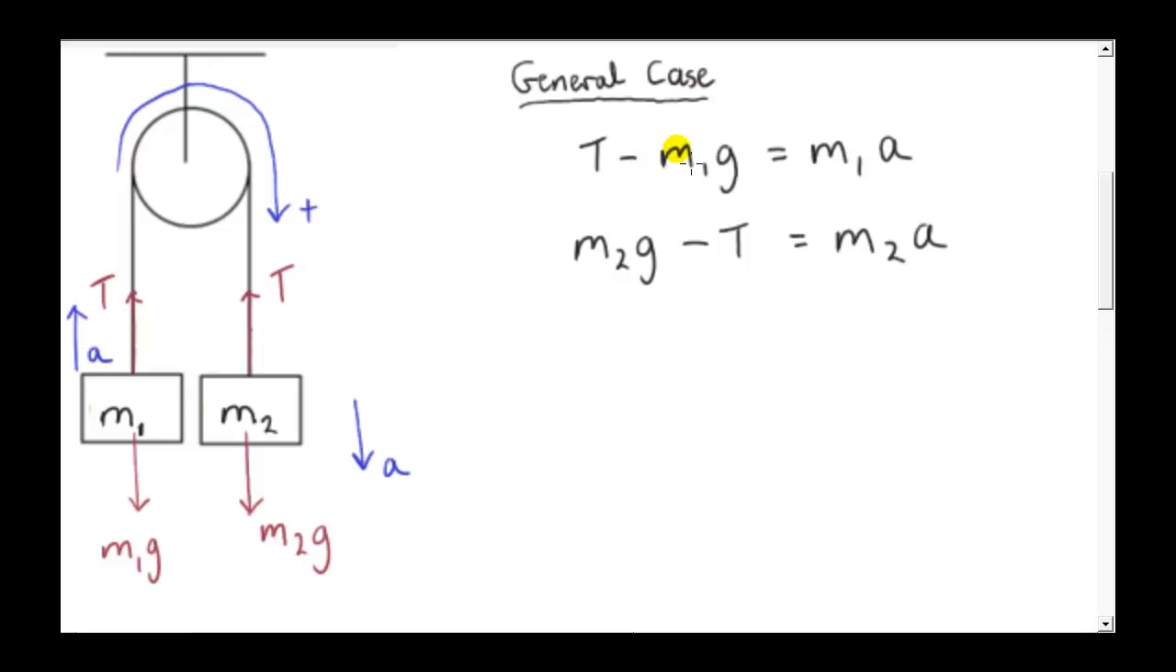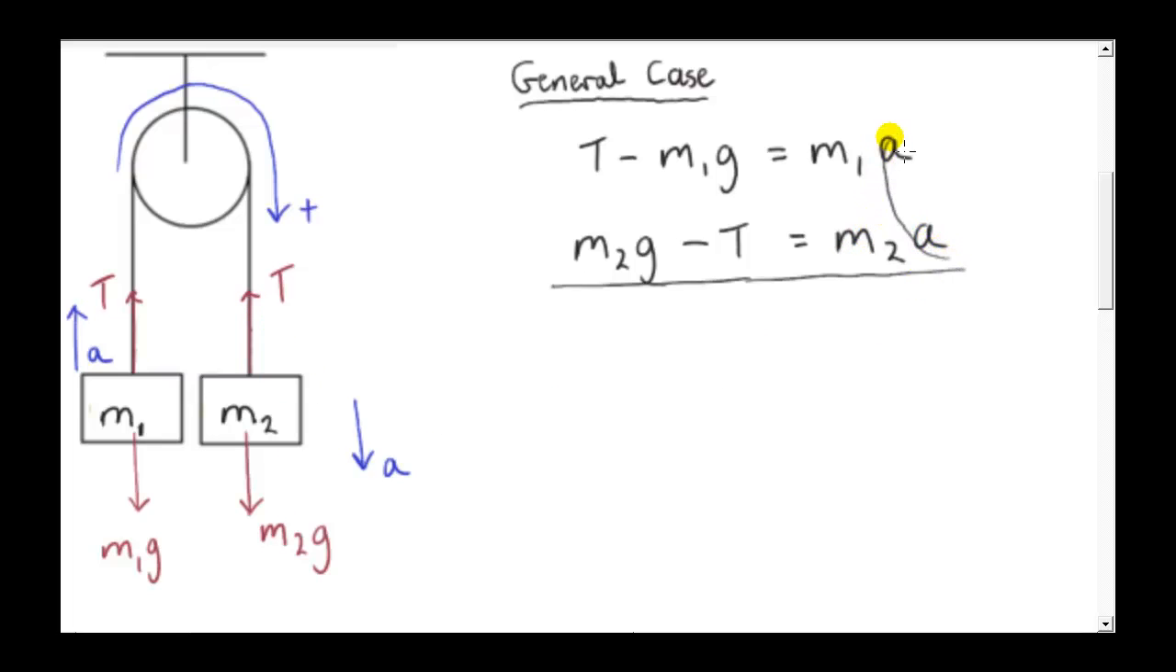So here are the forces on each mass. So the force on the first mass is T minus m1g by Newton's second law. That's its mass by the acceleration a. And the forces on the second mass are m2g minus T by Newton's second law. That's equal to its mass m2 times the acceleration a.